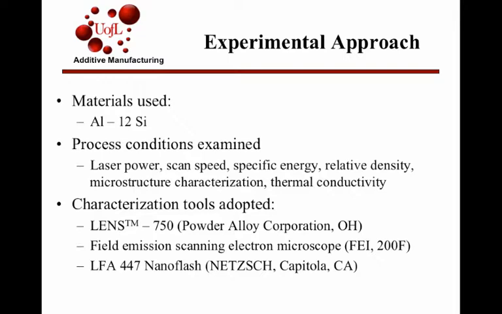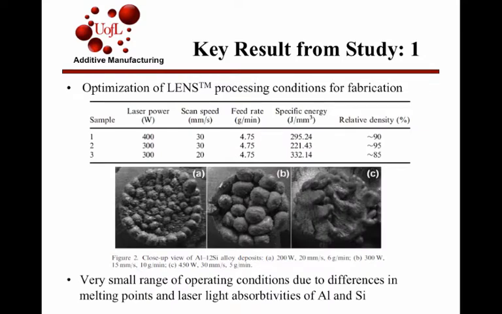And they examined the laser power, the scan speed, the specific energy of the laser, the relative density of the parts, and the microstructure and the thermal conductivity. And they analyzed the microstructure using a scanning electron microscope, and the nanoflash tool was the picture on the first slide, which they used for thermal conductivity. So the first thing they discussed was optimizing the laser, the scan speed and the power for the silicon in the aluminum. And then, as you can see from the different pictures, varying the scan speed and the laser power has a pretty significant effect.